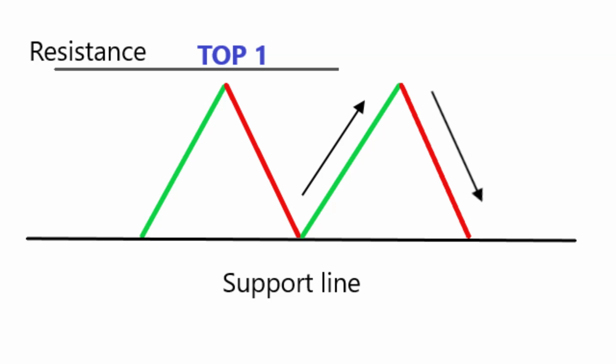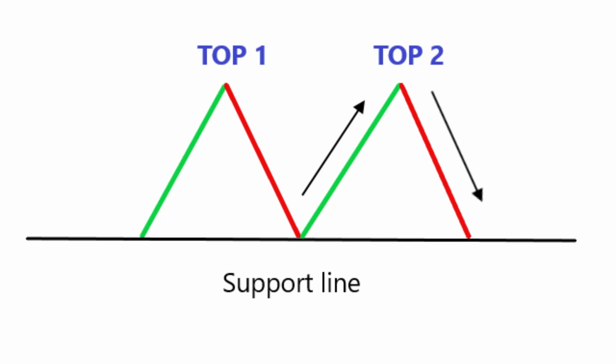This means the buyers are exhausted and the sellers are starting to take control. At this point, we can clearly see the second top of the pattern. In a double top pattern, the first top and the second top are almost completely equal because they formed at the same resistance zone.